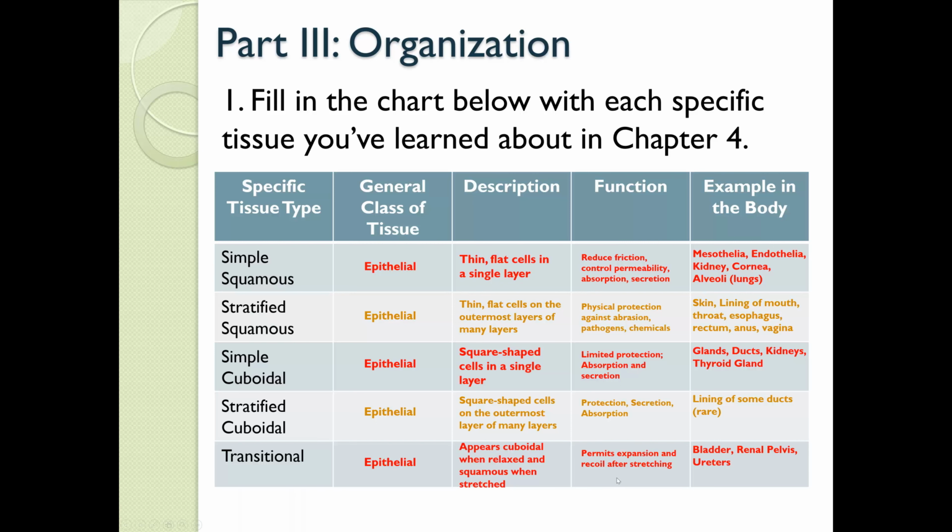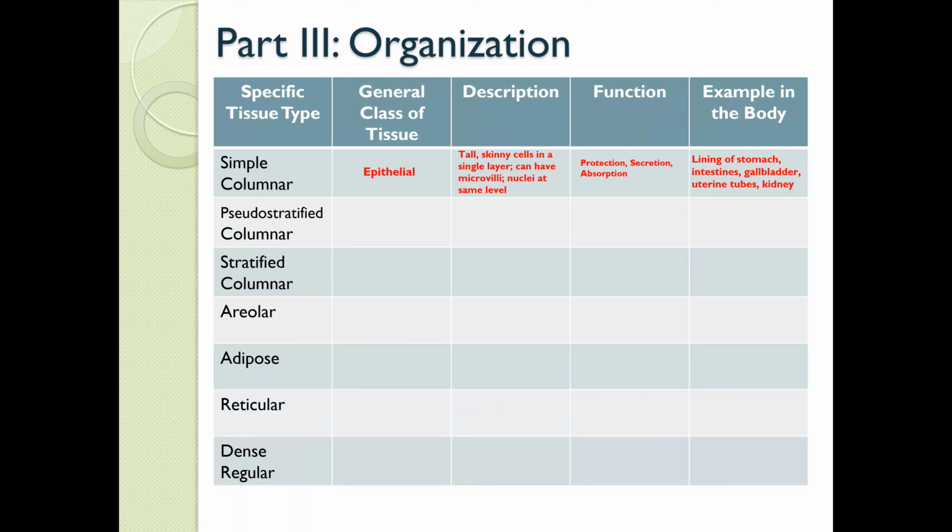Simple columnar tissue is also epithelial tissue. You have tall, skinny cells in a single layer. This type of tissue can have microvilli, and the nuclei all appear to be at the same level when looking at pictures. It functions to protect, secrete, and absorb, and you can find this lining your stomach, intestines, gallbladder, uterine tubes, and some of the ducts in the kidney.